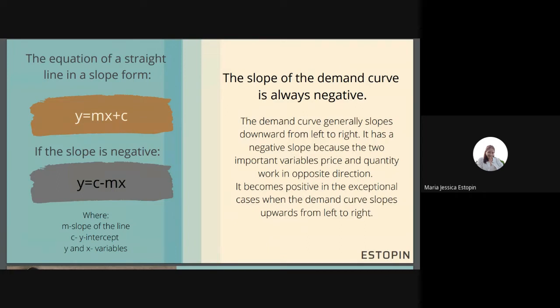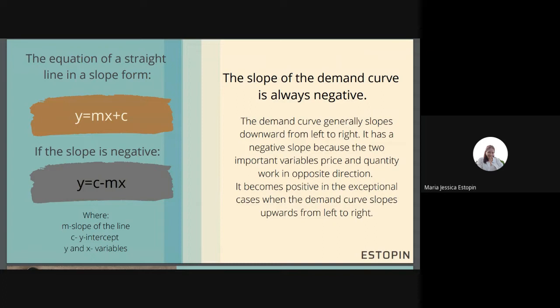Y equals mx plus c is the formula for the slope of the demand curve, and when the slope is negative, the formula becomes y equals c minus mx, where m is the slope of the line, c is the y-intercept, and x and y are the variables. It is stated here that the slope of the demand curve is always negative. Why? It's because the demand curve generally slopes downward from left to right. It has a negative slope because two important variables, price and quantity demanded, work in opposite directions.